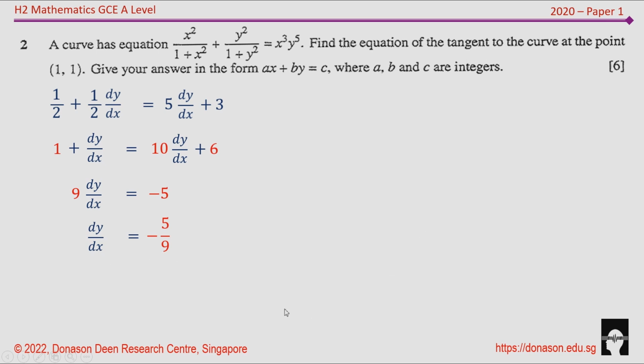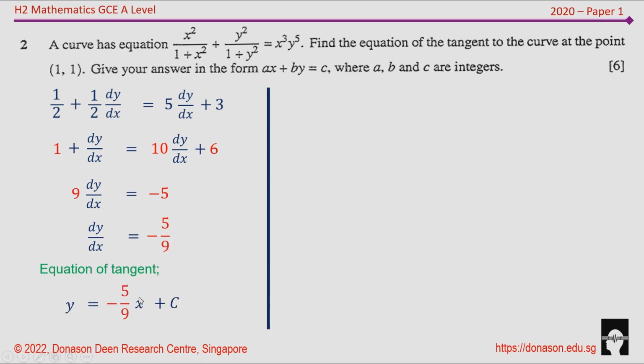Now we need to find the equation of the tangent. In order to determine the equation of the tangent, which is supposed to be a straight line, it would be y equals mx plus c. But of course we know the gradient, which is minus 5/9, so the m I can replace with minus 5/9 x plus c. In order to determine the value of c, we need to know one coordinate that the line passes through. Of course, if it is a tangent to the curve at this point, this point would also be passing through the tangent line.